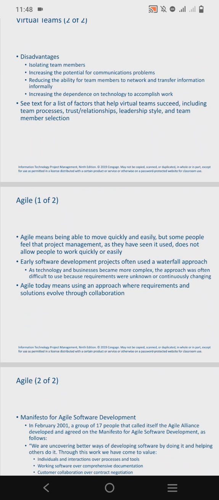The early software development projects used a waterfall approach. Okay, in the past, software development projects used the waterfall approach, but as time went on and technology and businesses have become more complex, the approach became difficult to use because the requirements were unknown and were changing continuously. So today, agile means using an approach where requirements and solutions evolve through collaboration.